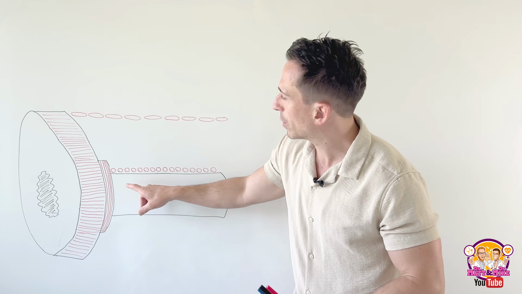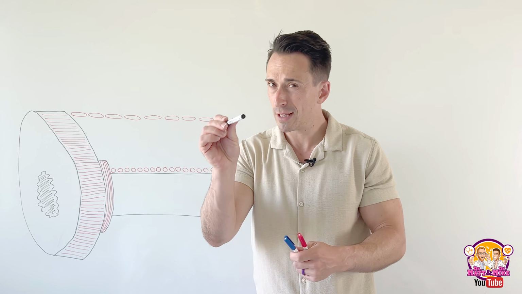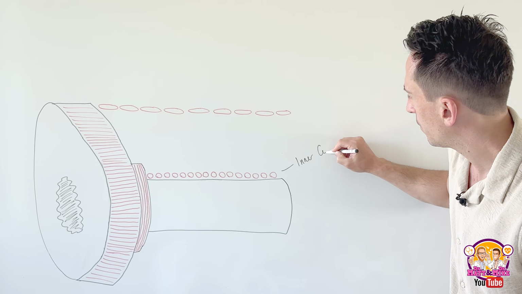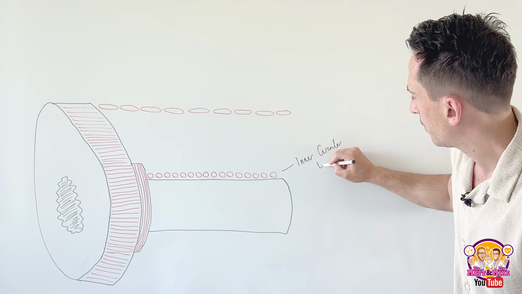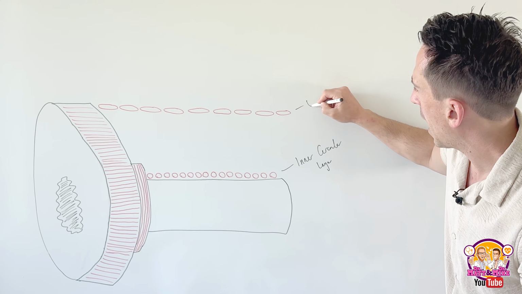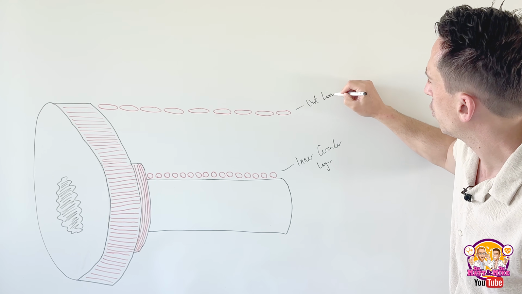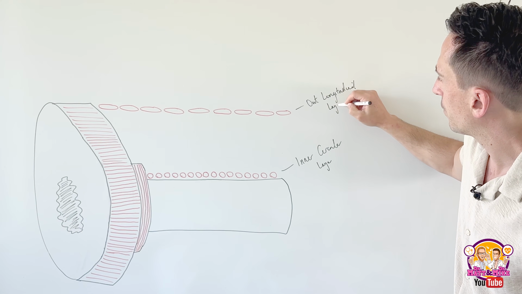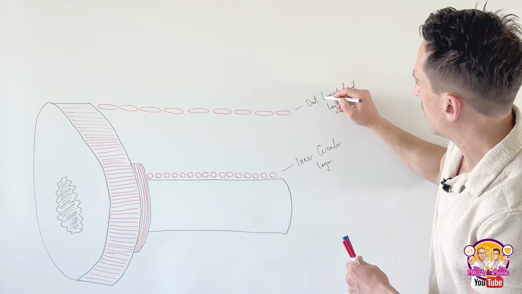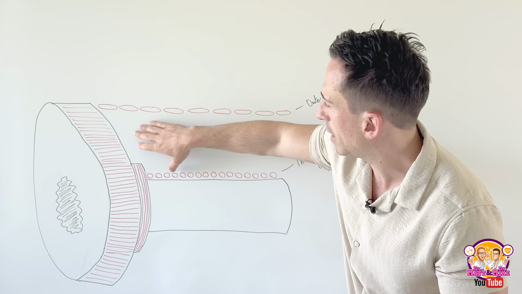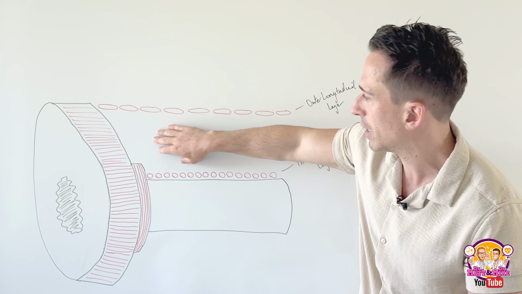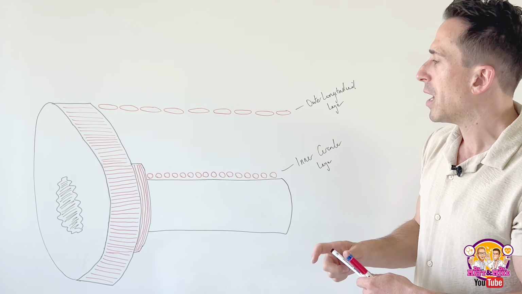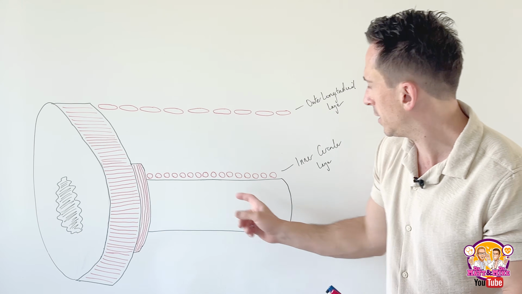There is what we call an inner circular layer and an outer longitudinal layer. Now, between the inner and outer layers of these muscles is the myenteric plexus, neurons that comprise the enteric nervous system. But before we talk about that, let's just talk about these layers.